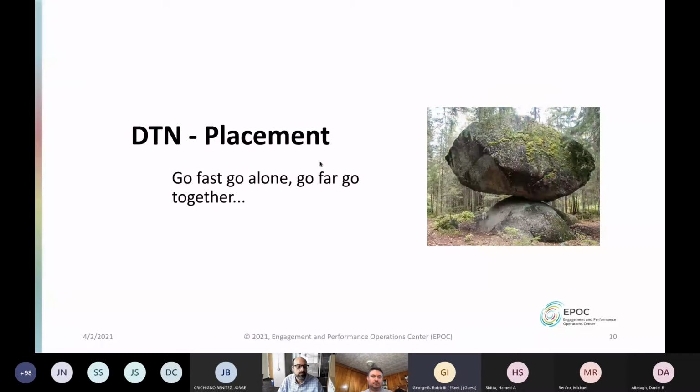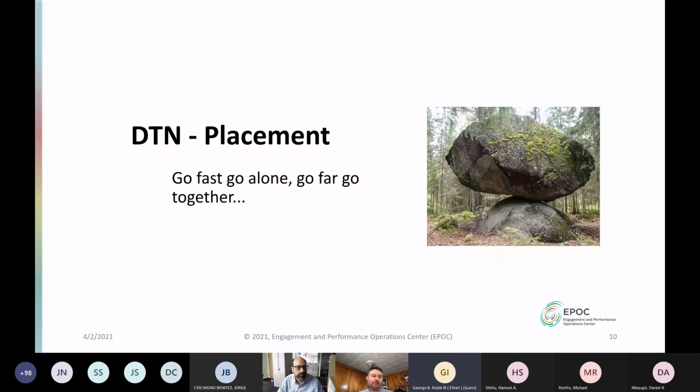DTN placement. Talk about the rock and the hard place, right? So all of us are on research networks. All of us are on campus networks. All of us are on enterprise networks, right? Where do we want this? Where is the security posture? How does this all fit?